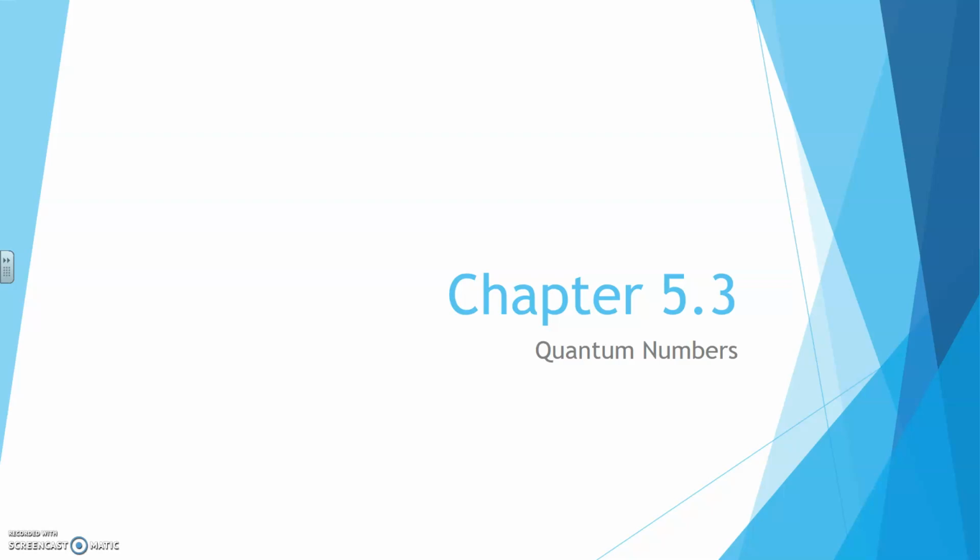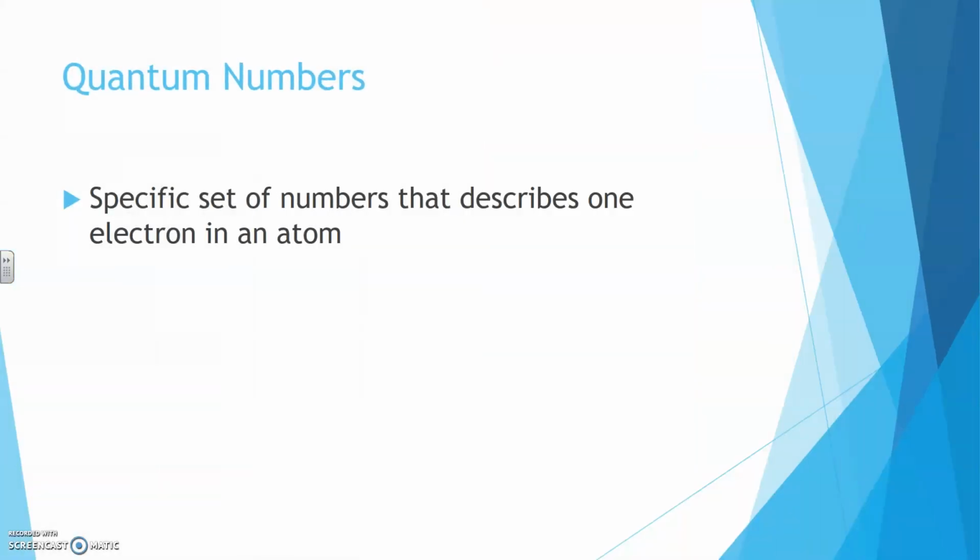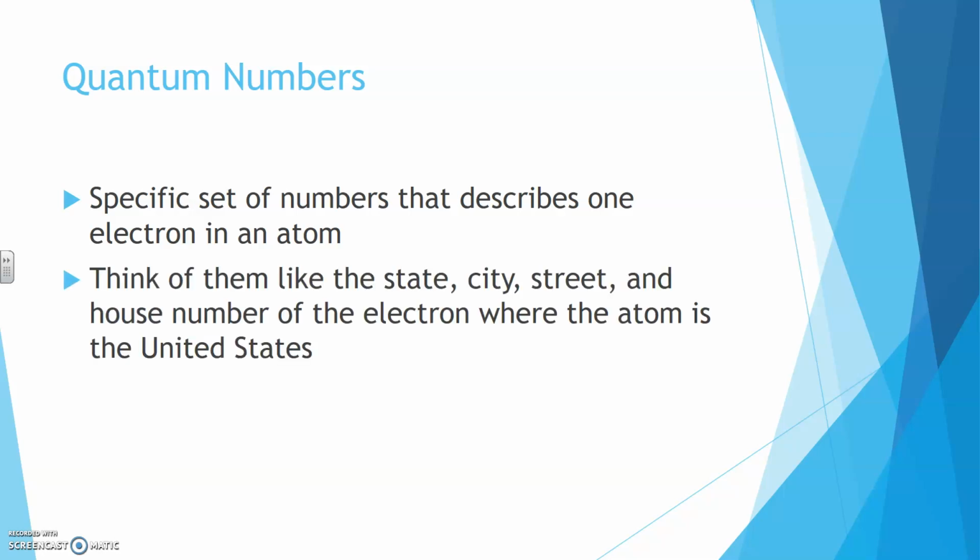The atom may have over 100 electrons, so it is important to be able to know how to identify each individual one. So, quantum numbers, again, are a specific set of numbers that describe one electron in an atom. And they can actually use just 4 numbers in order to describe a single electron. So you can think of them as like the mailing address for that specific electron.